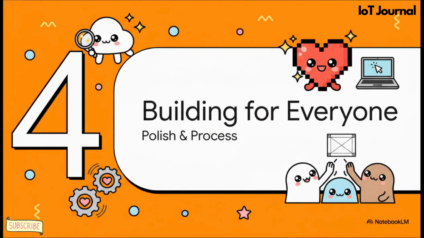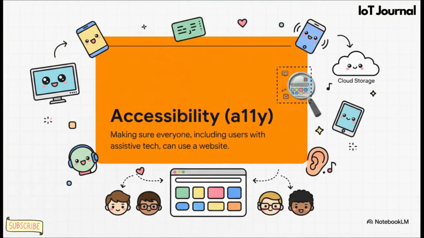Which brings us to part four, building for everyone. Polish, performance, and process. Delivering a really professional web application goes way beyond just making something that looks nice on your own personal computer. A massive, completely non-negotiable part of this polish is accessibility, which is often abbreviated as A11Y. This is the essential practice of making sure absolutely everyone can easily use and navigate a website. And that includes users who have visual impairments and rely on assistive technologies, like screen readers, to browse the internet. A great front-end developer ensures their HTML structure is clean and semantic so that a screen reader can perfectly translate the visual layout into spoken audio, because the web should be a welcoming, usable place for absolutely everyone.